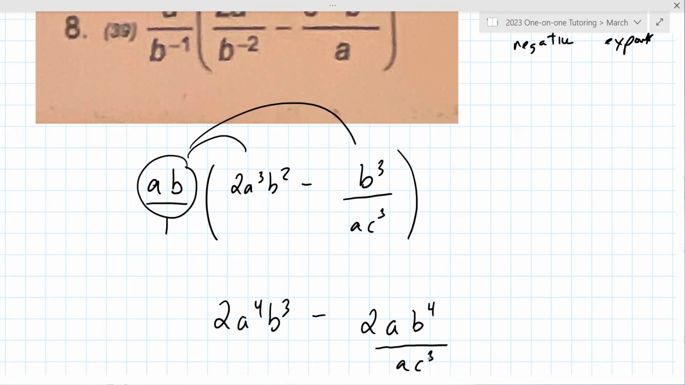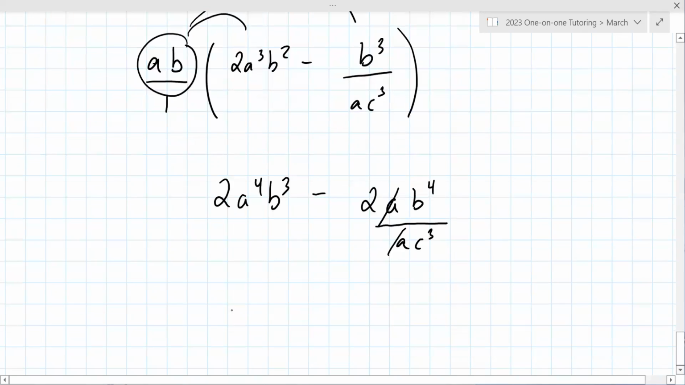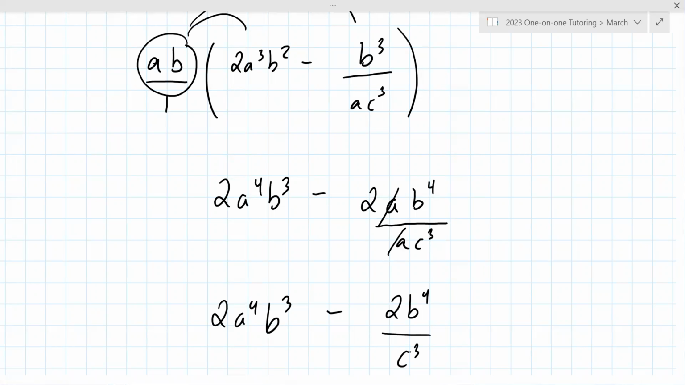Just give me a second. 2 and 4, so we can cancel the a over here. Yeah, the two a's cancel. And you're left with 2a to the 4th b cubed minus 2b to the 4th over c cubed. All right, we're good. Cool.